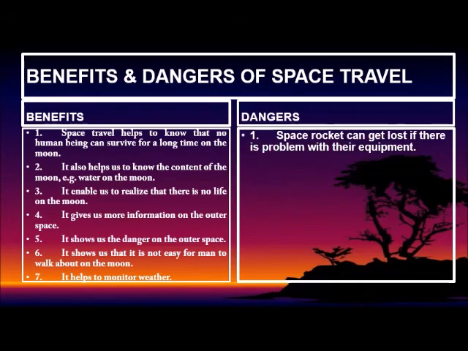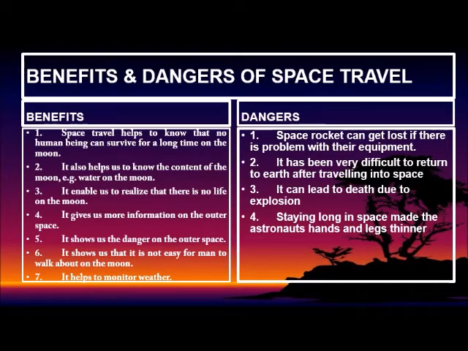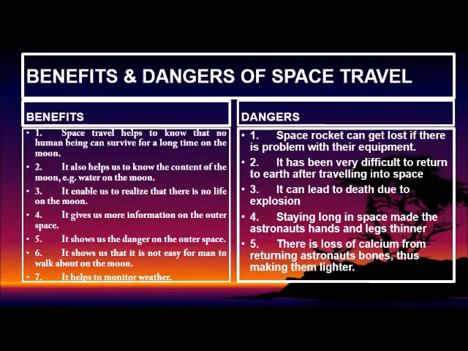Now the dangers. 1. Space rockets can get lost if there's a problem with the equipment. 2. It has been very difficult to return to Earth after traveling into space. 3. It can lead to death due to explosion. 4. Staying long in space made the astronauts' hands and legs thinner. 5. There is loss of calcium from returning astronauts' bones, thus making them lighter.